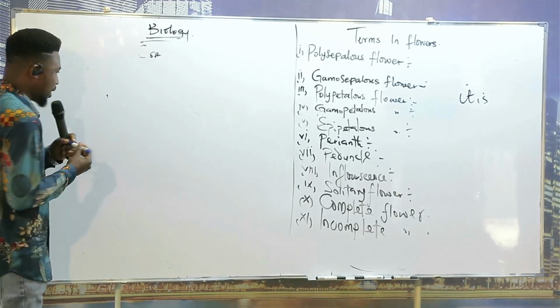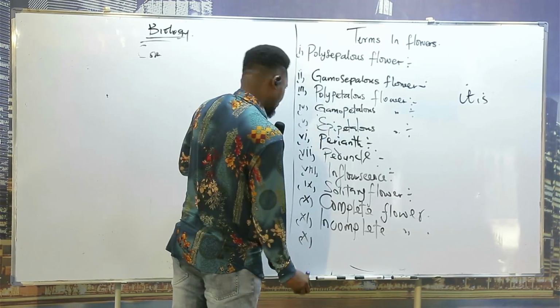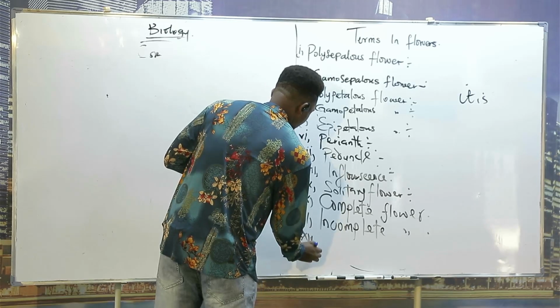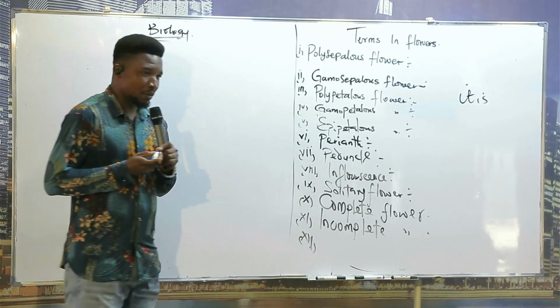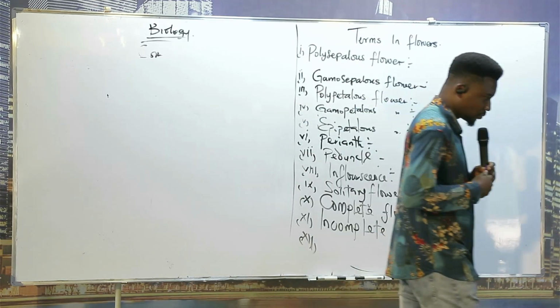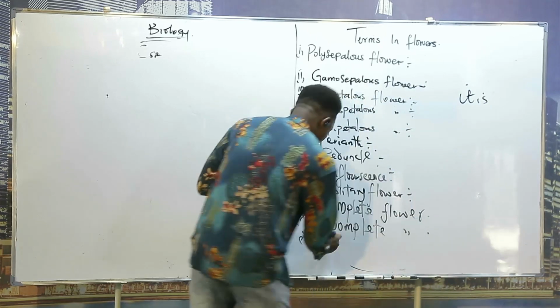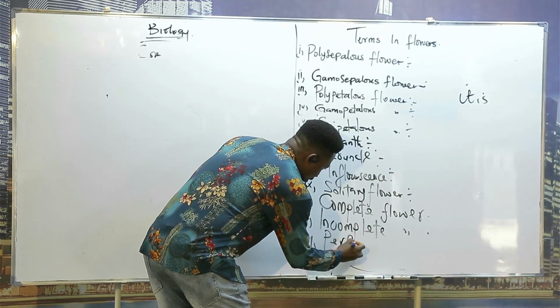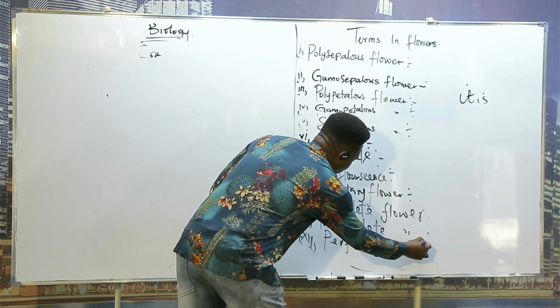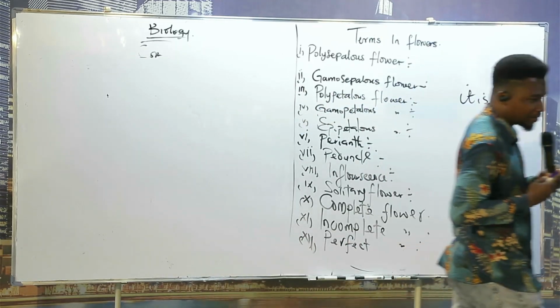Okay, so let's go to the next one. Number 12. We have perfect flower. What is a perfect flower?